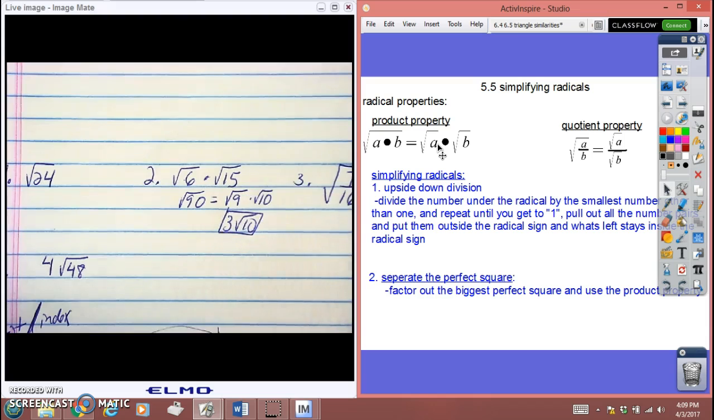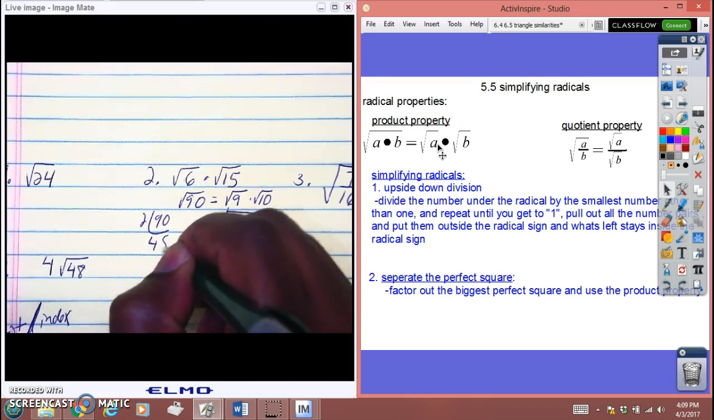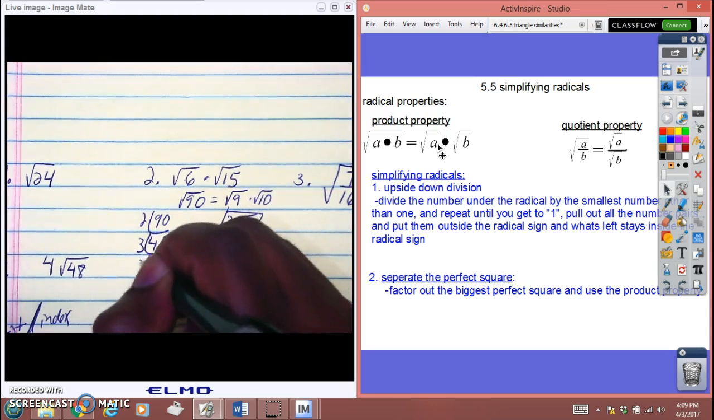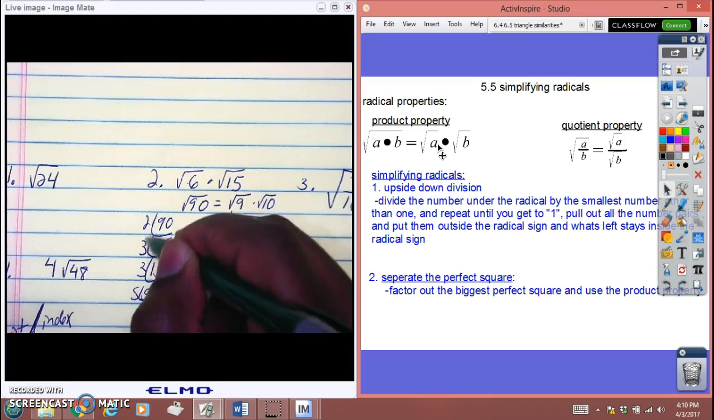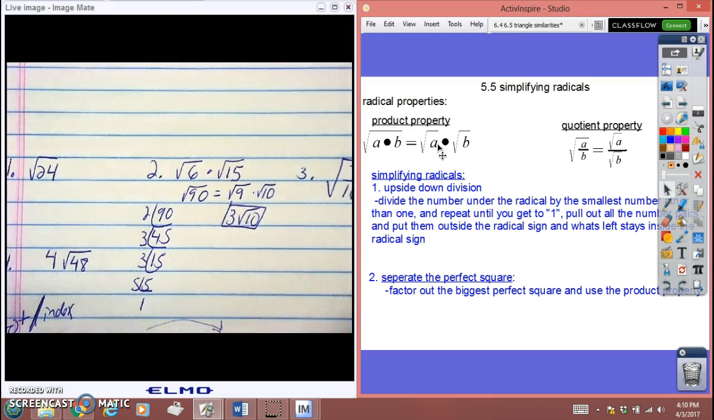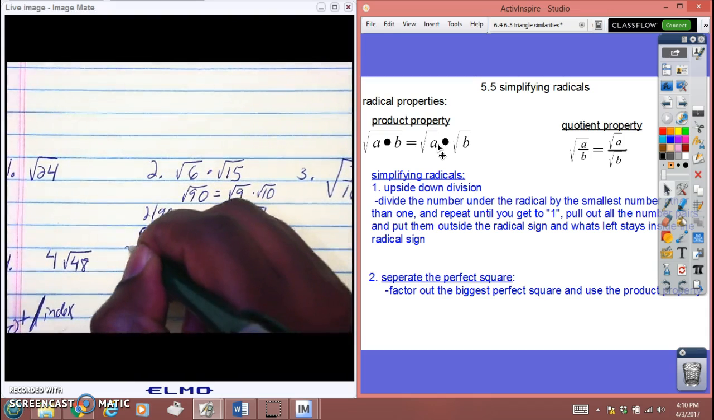That's what that equals. Or you can do upside down division where you say 90 divided by 2 is 45. And that divided by 3 is 15. And that divided by 3 is 5. And that divided by 5 is 1, because that's the smallest number that can go into each one of those. Now remember, I said a pair of numbers has to be out here in order to come out. So there's a pair of 3s, so 1 3 can come out.